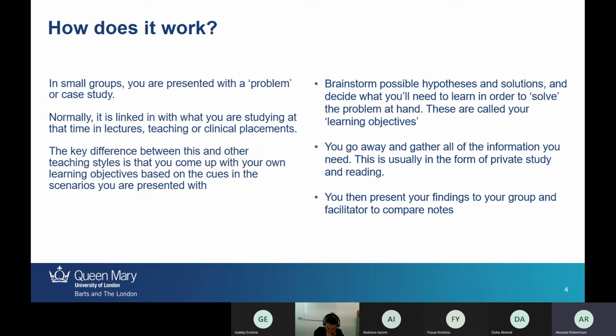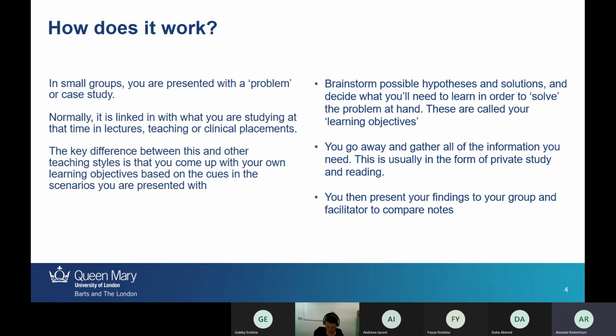So you talk through the problem, you would then brainstorm all sorts of hypotheses, solutions to the problem, decide what you need to learn, what you need to go away and research. So this is what's called learning objectives. And you go away and research them with the idea that you will be able to solve and address the problem that you have been given. And you would go away and do that kind of research in your own time.